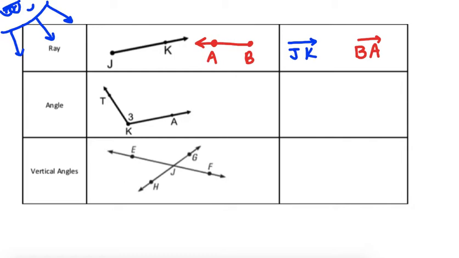It always goes left to right. All right, and our next one, we have an angle. Angles have different ways that we can name it.